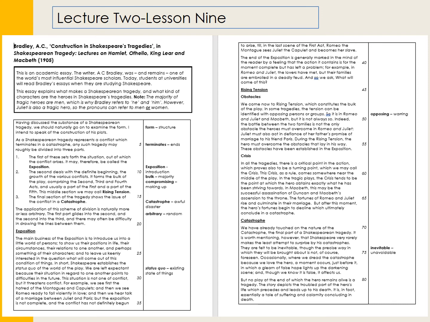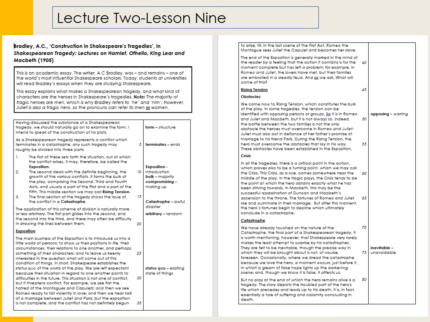In all the tragedies, there is a critical point in the action which proves also to be a turning point, which we may call the crisis. The crisis, as a rule, comes somewhere near the middle of the play. In the tragic plays, the crisis tends to be the point at which the hero obtains exactly what he's been striving towards. In Macbeth, this may be the successful assassination of Duncan and Macbeth's ascension to the throne. The fortunes of Romeo and Juliet rise and culminate in their marriage. After this moment, the hero's fortunes begin to decline, which ultimately concludes in a catastrophe.